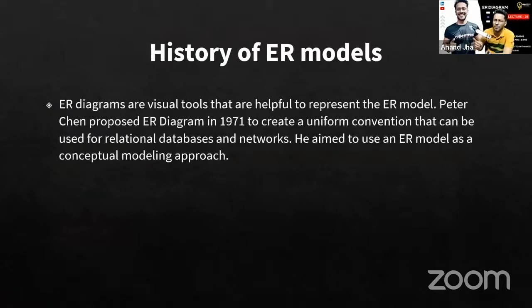Okay, so let's talk about the history of the ER model. ER models are a visual tool that helps to represent the ER model. Peter Chen proposed the ER diagram in 1971 to create a uniform convention, so that everyone throughout the world can be on the same page. For relational databases and networking, he aimed to use an ER model as a conceptual modeling approach. So it's a concept where we are showcasing how data in different tables are talking to each other. What is the linkage? What is the path which connects the different tables?